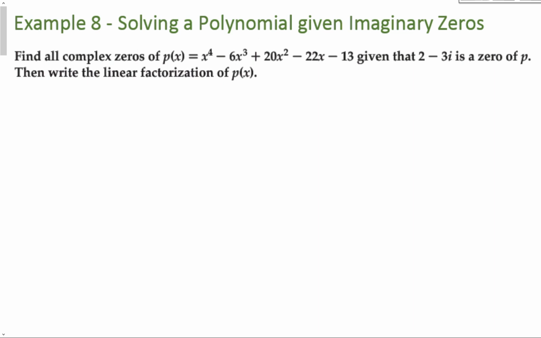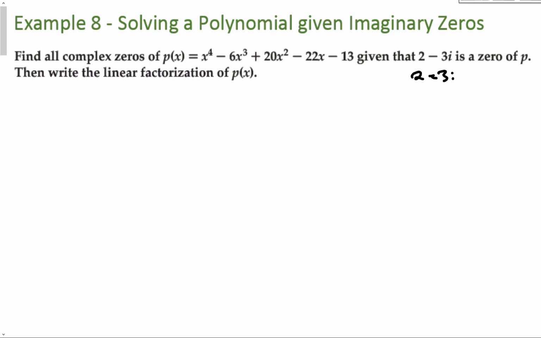Finally, kind of a harder problem. So, what's happening in this problem is that we're given a polynomial and we're given a root. And if 2 minus 3i is a 0 of p, 2 plus 3i must also be a 0 of p.